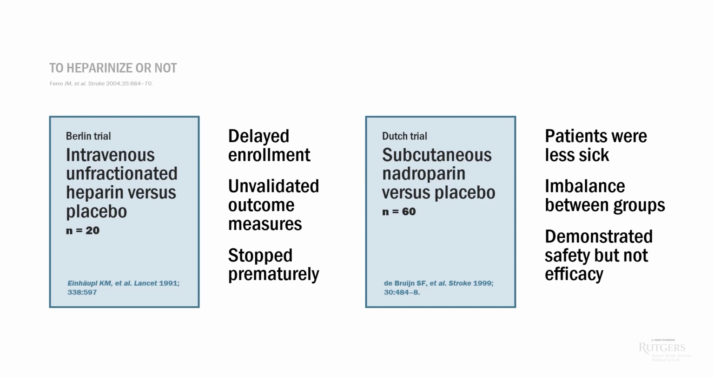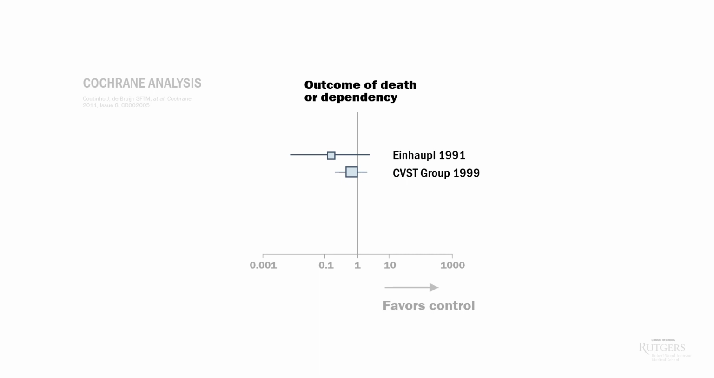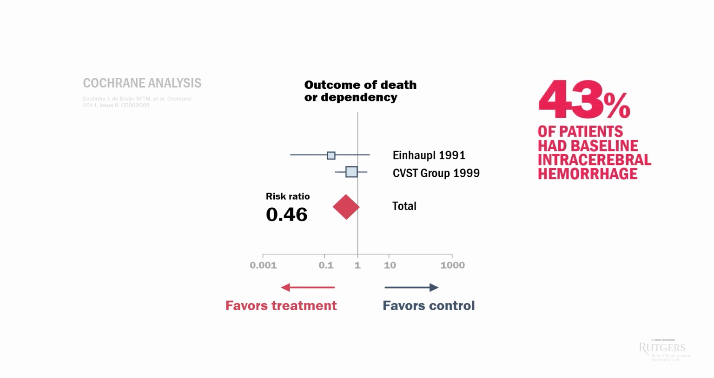What do we do now? Well, when conflicting data exists, you can always trust Cochrane meta-analysis to put the data into a statistical blender and try to produce a more definitive answer. And that they did. When it comes to death or dependency, the trend favors anticoagulation, and the guidelines continue to recommend it. Incidentally, over 40% of patients across the two trials had venous infarctions with baseline intracerebral hemorrhage. So anticoagulation for cerebral venous thrombosis is recommended despite hemorrhage. Sounds nuts, I know. But if there's one thing we know, it is that venous hemorrhage does not behave like an arterial hemorrhage.